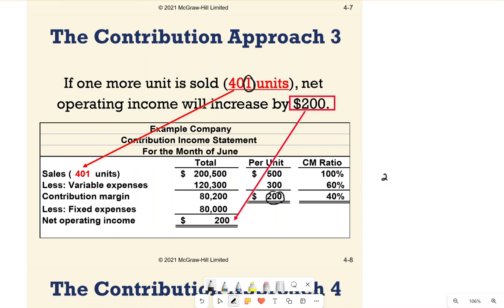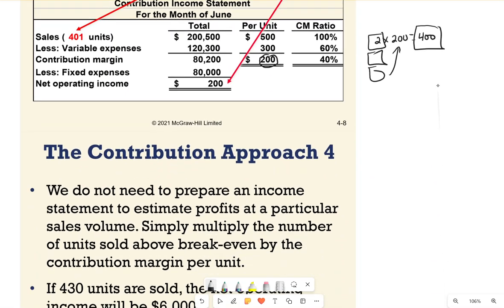So if you sold 2 extra units, then 2 times the 200 is your 400. So every time we increase a unit, we multiply by our contribution margin. This will be the impact on your operating income.